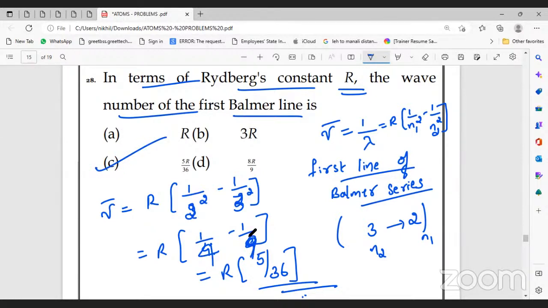So this is 9. This is 4. So 9 minus 4 will be 5. 5 by 36. So this is nu bar, the wave number of the first Balmer series.